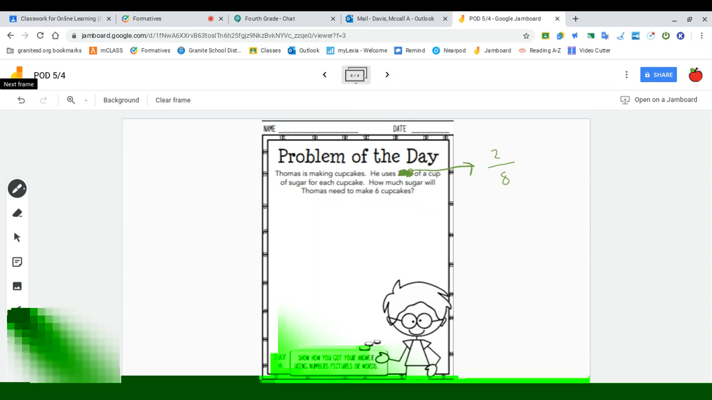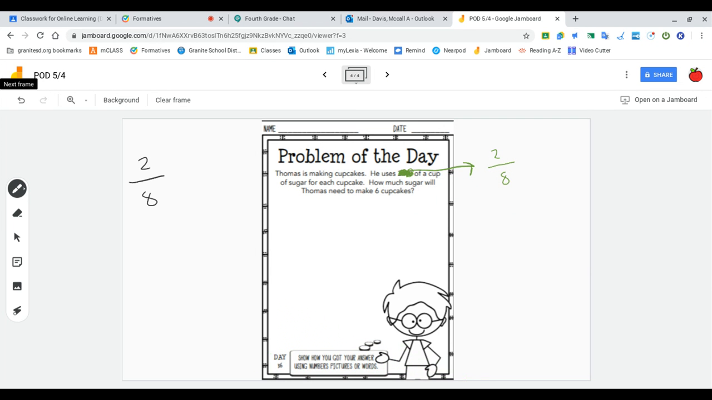Well, first I can start with 2/8. That's for one cupcake, and I can add 2/8. That's for 2 cupcakes. I can add another 2/8. That's for 3 cupcakes. I could keep adding on until I get to 6, knowing that I would just add up the numerators and the denominator is common, so it would just stay the same. But that's going to take some time, and I would like to find a simpler way to do that.